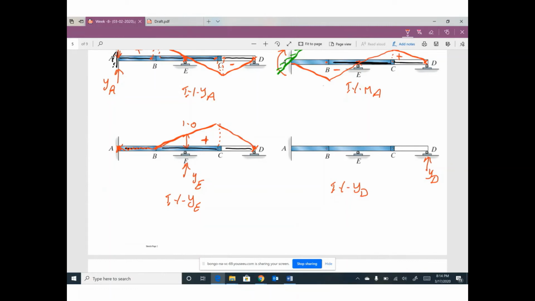Push support for confluence line at D. Push support D up by 1. No movement here and no movement here. We have 3 parts of the beam, this part, and this part, and this part. If you didn't move the fixed support, this part will not move. That means this connection didn't move. And you already didn't move this point. So the new location of this part will be the same. So this connection didn't move, the new position of this part will be like this.